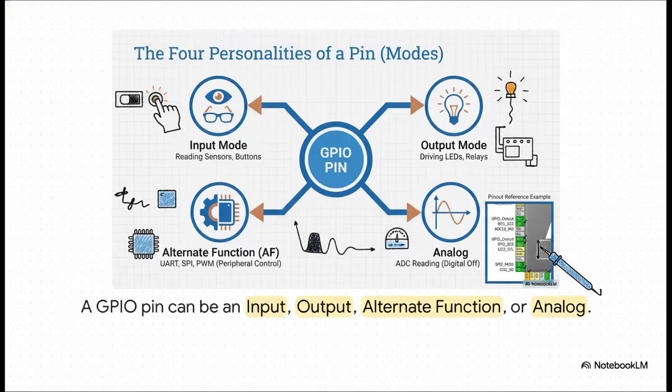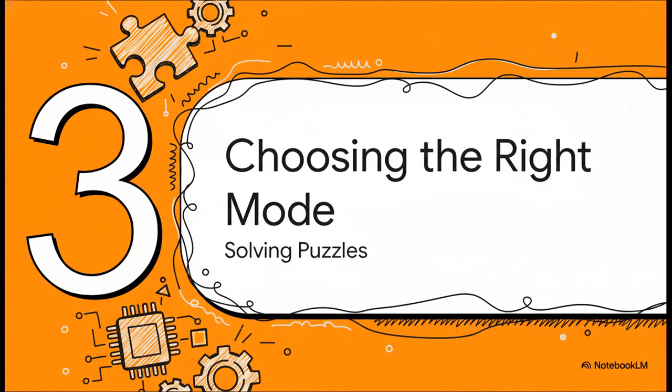So you've basically got these four main personalities for any GPIO pin. It can be an input, right, for reading stuff like a button press. It can be an output for driving things like an LED. Then you've got alternate function, which is where a specialized piece of hardware, like a serial port, takes it over. And finally, it can be analog, to read voltages that are constantly changing. Now, for what we're doing today, we're really just going to focus on the two big ones, input and output. So, how do you actually choose the right mode? Well, it all comes down to solving whatever puzzle your circuit presents. Let's dive in with a really common input puzzle to see what I mean.